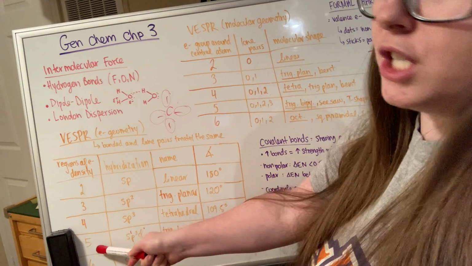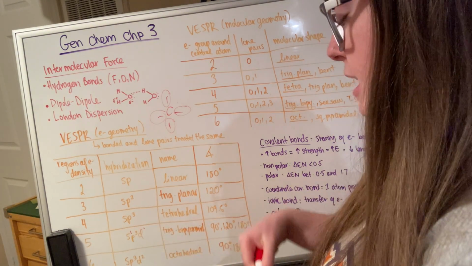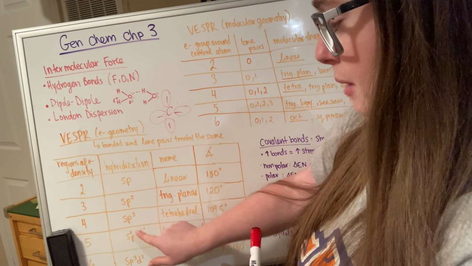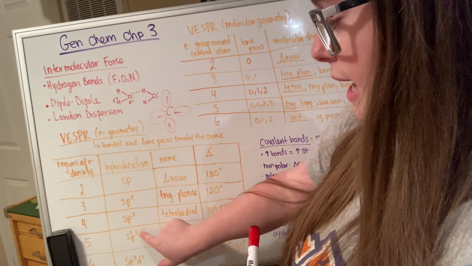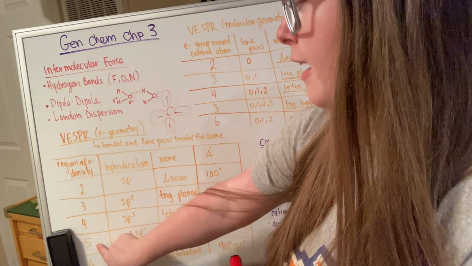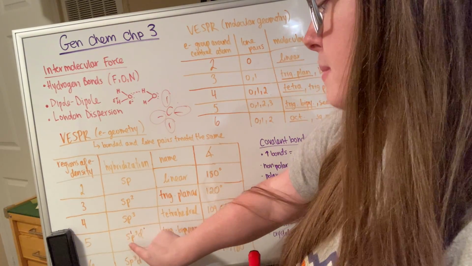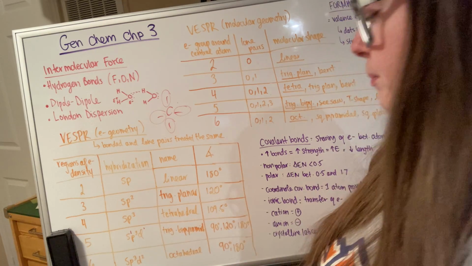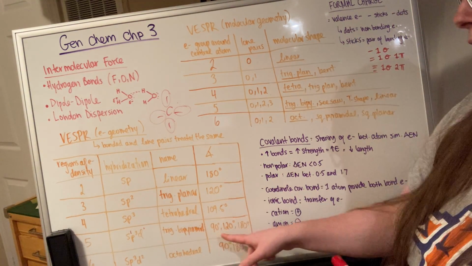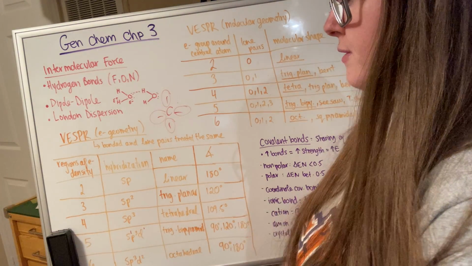If we had 5 regions of electron density, we would have sp3d1 hybridization, and you can also count it as s1p3d1. If you count 3 plus 1 plus 1, that's 5. That's how you would know the 5 regions of electron density. It would be sp3d hybridization, and this would be trigonal bipyramidal, and the bond angles are 90, 120, and 180.